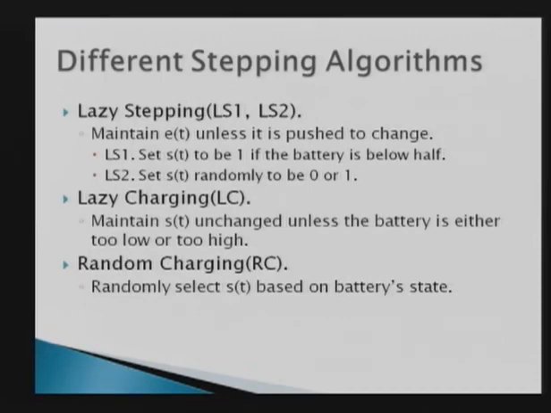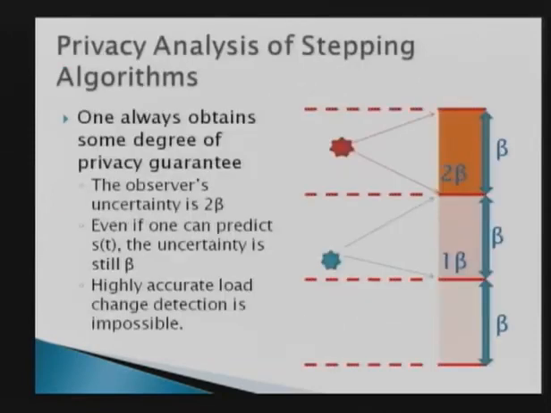The third is lazy charging. The idea is we want to maintain the ST unchanged. So we just keep charging the battery or discharging the battery until the battery is either too high or too low. And the fourth method, sorry, we just randomly select to charge or discharge the battery, but we select the random number based on the battery state.